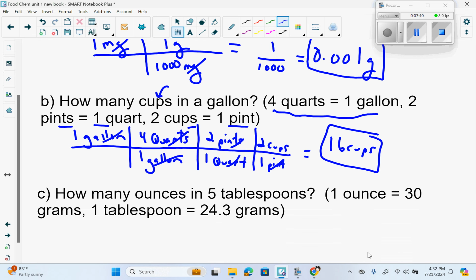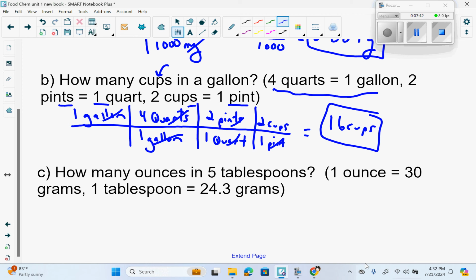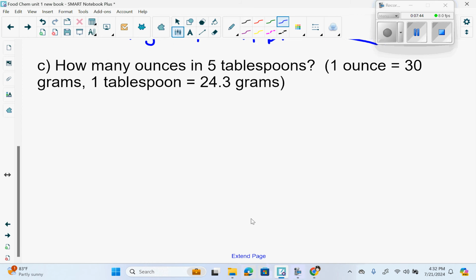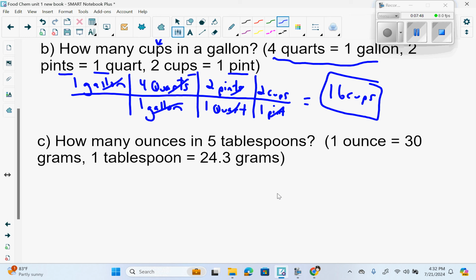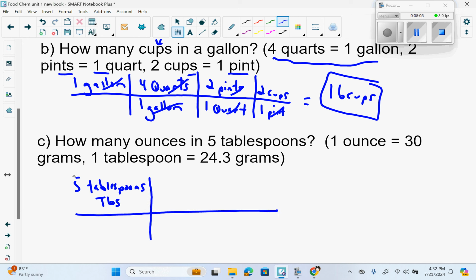Okay, let's try one more. And this is probably more close to what you'd be looking at here. It's these ounces and tablespoons. Yeah, because a lot of our equipment uses tablespoons, things like that. So just using the factors that I gave you, if you have 5 tablespoons, you can also use TBS for tablespoon. You're going to see that a lot in this class. So if you have 5 of these, how many ounces is that?